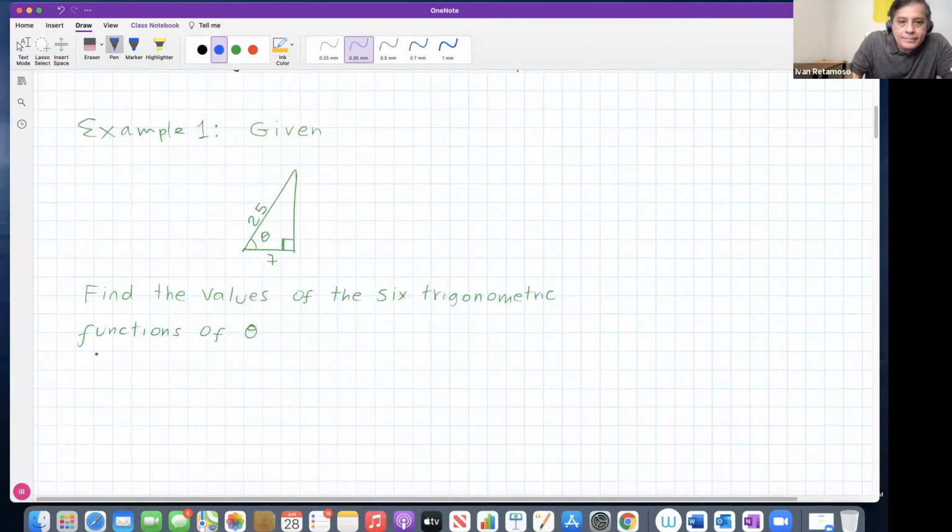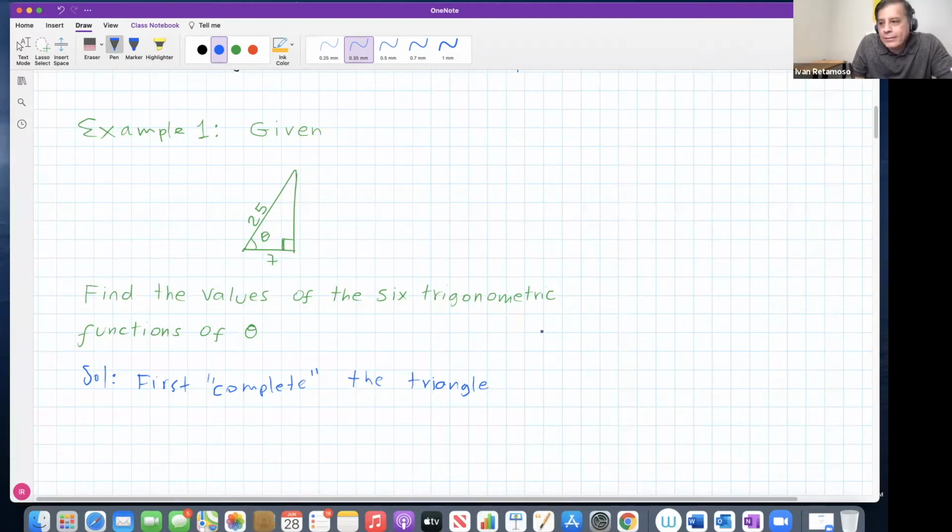First, complete the triangle. What do you mean, Professor, by complete the triangle? Well, find the side lengths for this triangle, all of them, right? This one is missing. Find it using the theorem of Pythagoras.